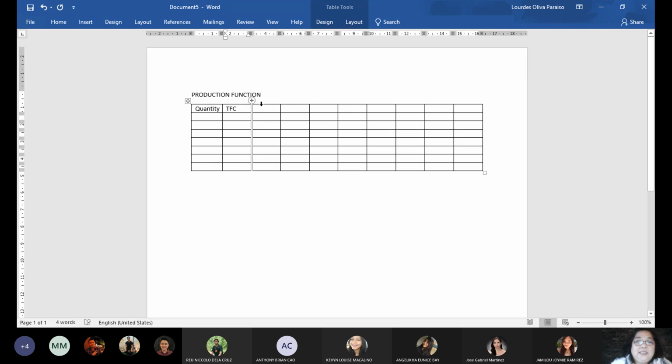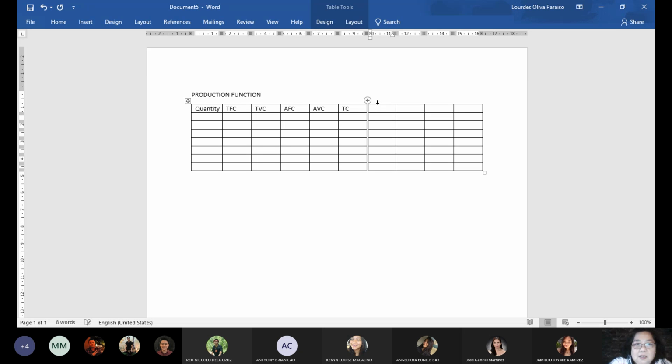And then this is your TFC. What is TFC? Total fixed cost. And then your TVC. Okay. Explain natin yan mamaya isa-isa ha. And then this one is AFC, average fixed cost. And then you have your average variable cost. And then you have your total cost.